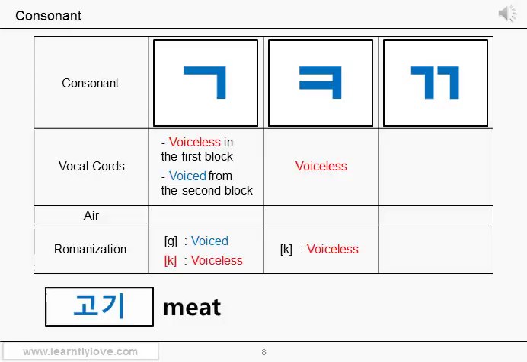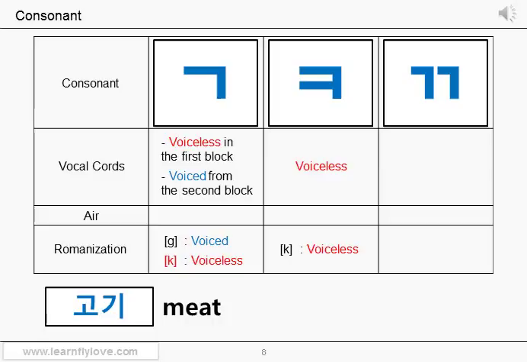Let's see an example. 고기, which means meat in Korean. The consonant is used for both the first and second block. The correct pronunciation is 고기. As you hear, the first 고 sound could be closer to 코 with the K sound. Or maybe not. And the second 기 sound could be closer to the G sound.